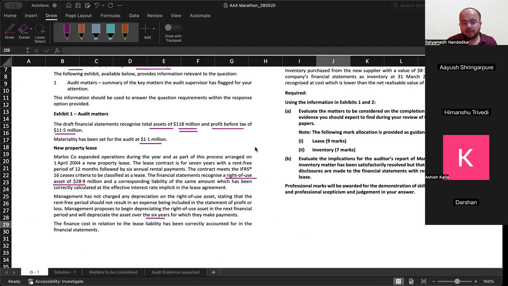Okay. Let's start with you guys only answering the question. Himanshu, tell me one evidence or one item that you would obtain as evidence in respect of the lease.